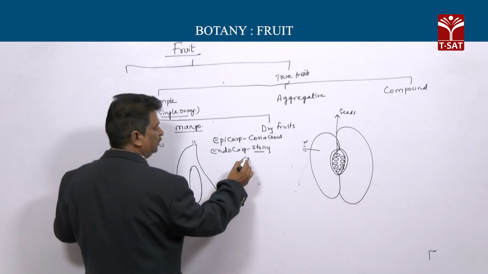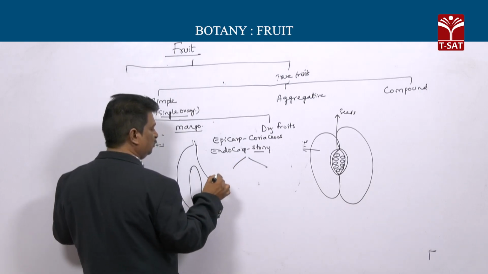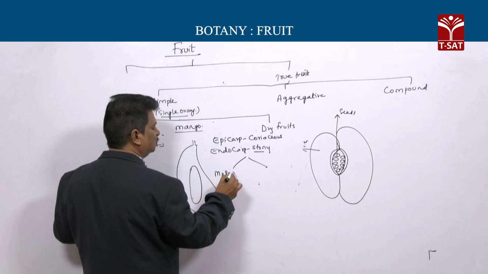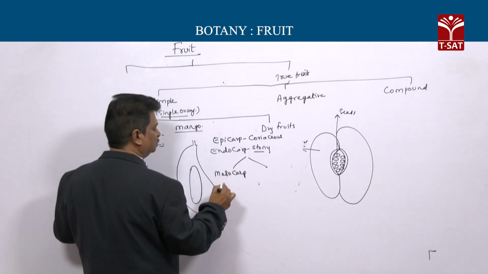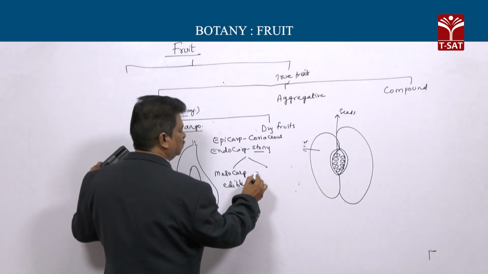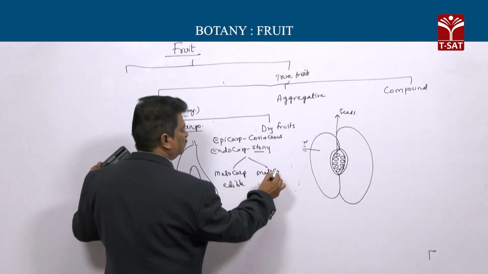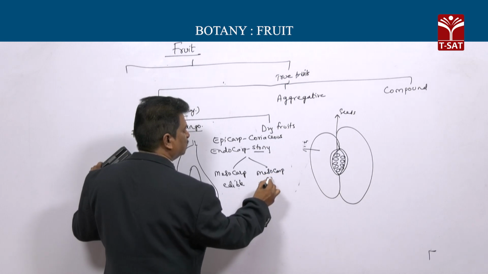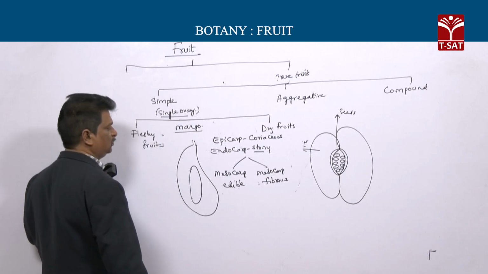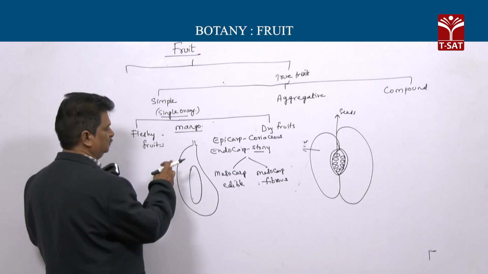Difference in the main edible part: in mango, the mesocarp is edible. In coconut, the mesocarp is fibrous. This is drupe.